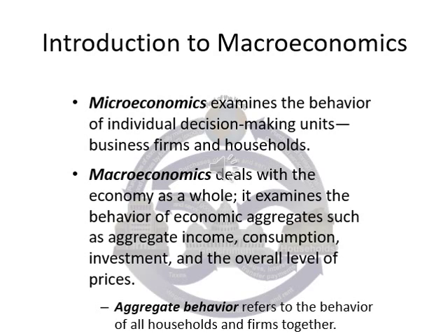Microeconomics examines the behavior of individual decision-making units, business firms, and households. Macroeconomics deals with the economy as a whole. It examines the behavior of economic aggregates such as aggregate income, consumption, investment, and the overall level of prices. Aggregate behavior refers to the behavior of all households and firms together.